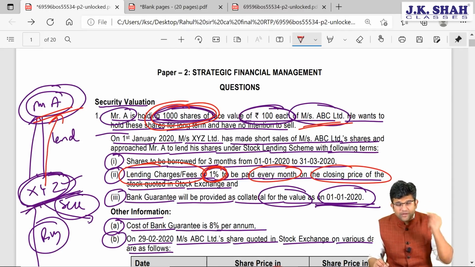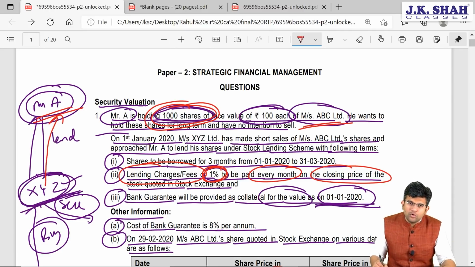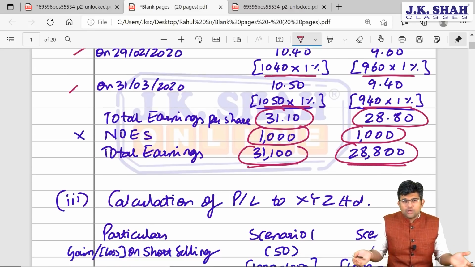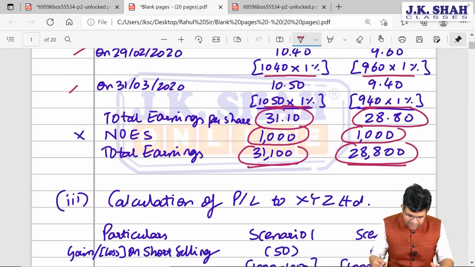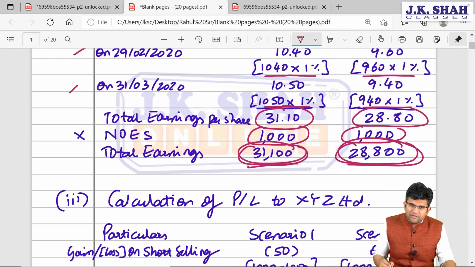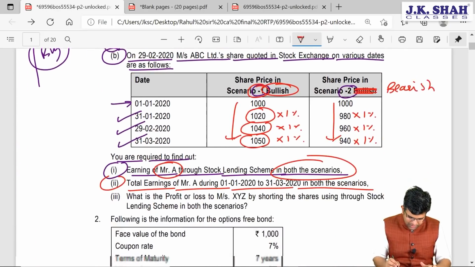Now children, if those dividend data were also given to you, then do you realize that in your total earnings, those dividends would have also been added? Everyone clear? See, these earnings are purely from the stock lending. Additionally, dividends Mr. A would also have received, and the total earnings would have gone above 31,100 and 28,800 under both scenarios respectively. So children, that's what they were asking you.